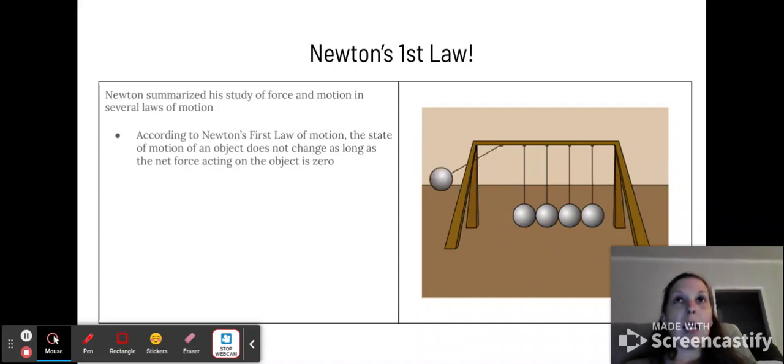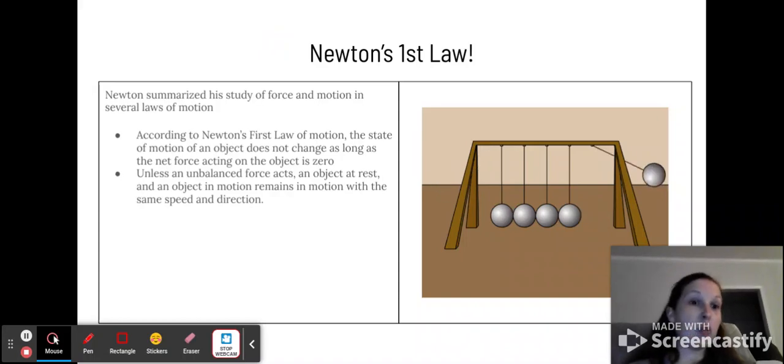So if there's no opposite force or counteracting force, the motion of that object should not stop. If it's staying still and there's no force applied to it, it should stay still. If there is a moving object and there's no force applied in the opposite direction, it should keep moving. An object that's in motion stays in motion, if you've heard it that way.